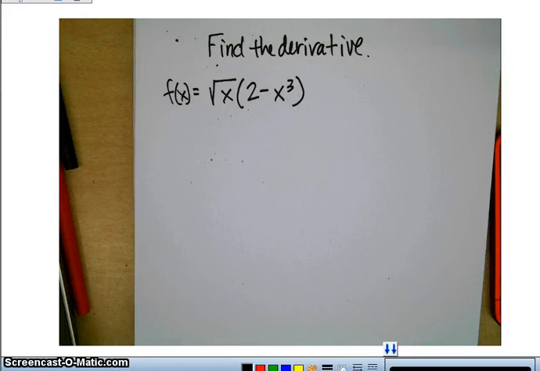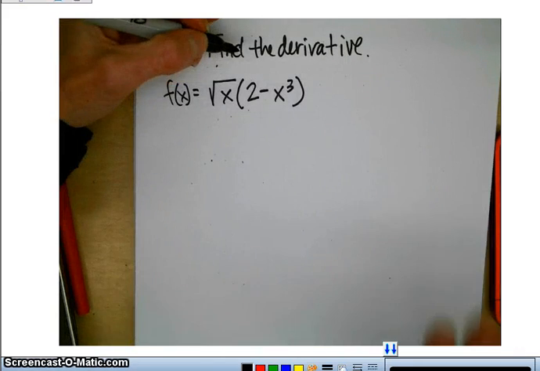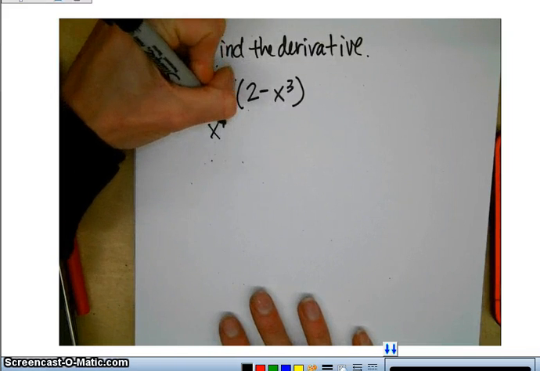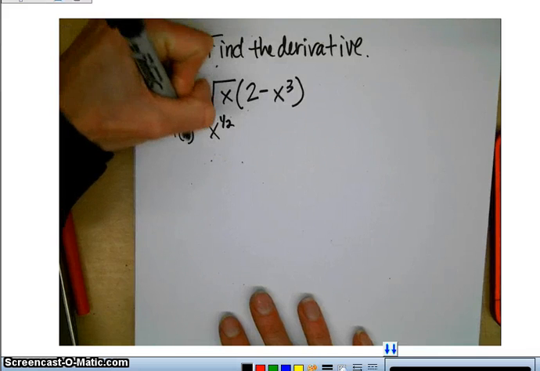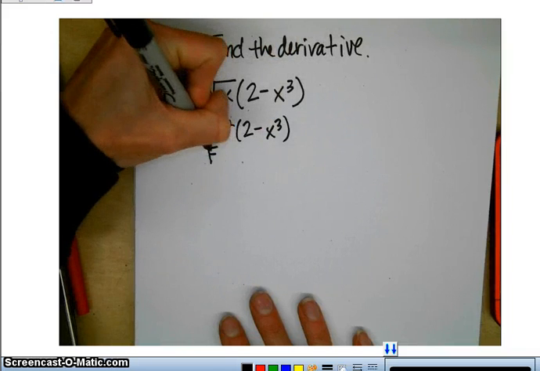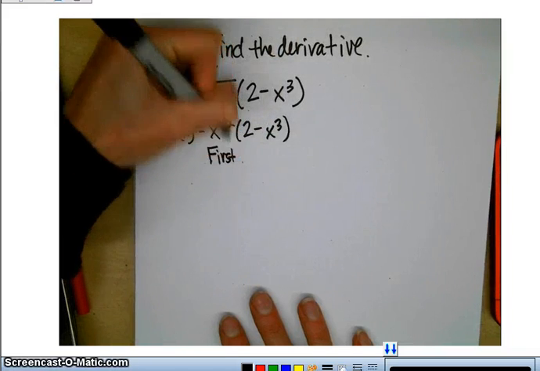So we aren't going to have triple product rules. That's good to think about, but we don't typically, we've tried to figure out a different way. So, all right, we are going to use the product rule here. So the product rule, what would be my first function? x to the 1/2. So x to the 1/2, I would first of all rewrite this. f of x is x to the 1/2 times 2 minus x cubed. So x to the 1/2 is my first. And what's my second?